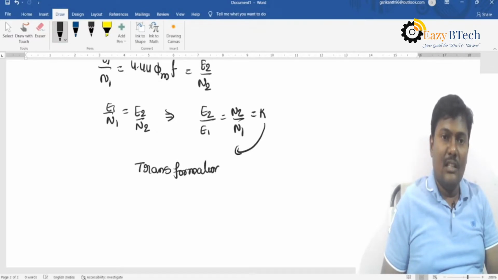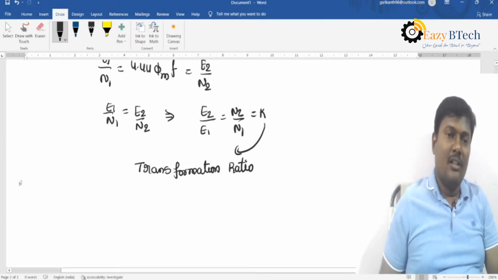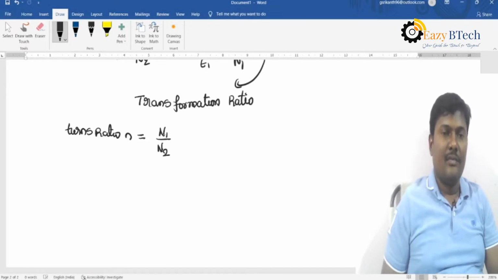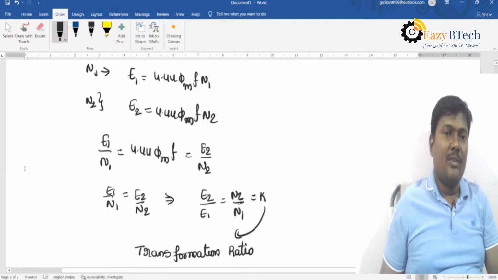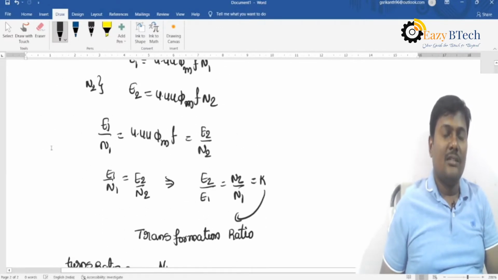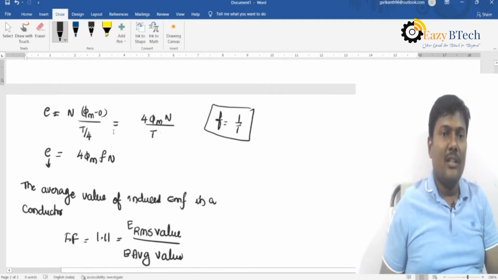What is K called? The transformation ratio. And the turns ratio is also there, that is represented with a small n, equal to N1 divided by N2. Okay, this is very important. The EMF per turn on both sides of the transformer is the same. E1 by N1 is equal to E2 by N2.